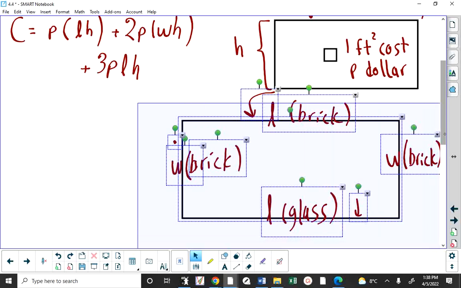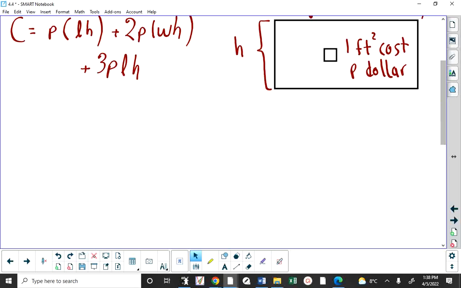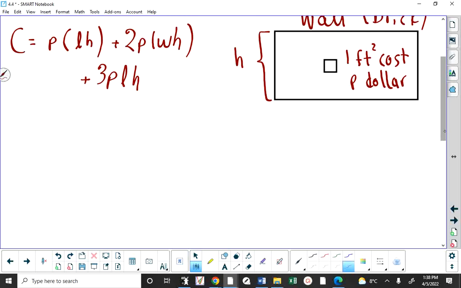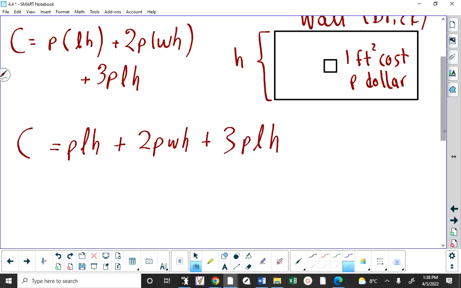Well, I think I can get rid of this. You're not writing it down, but if you want to look at it, you can go to the video that I'll post later. My cost is going to be PLH plus 2 PWH plus 3 PLH. Well, I have PLHs that can be added together to get 4 PLH, and I'm going to finish this, plus 2 PWH.